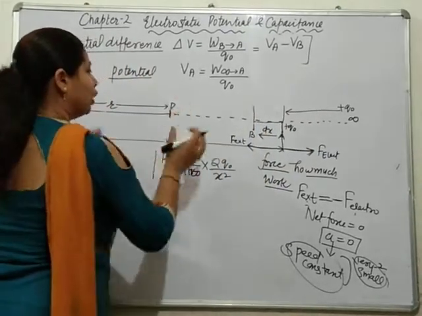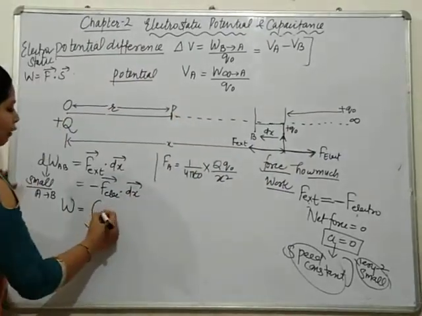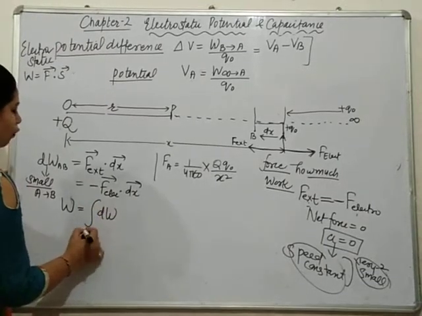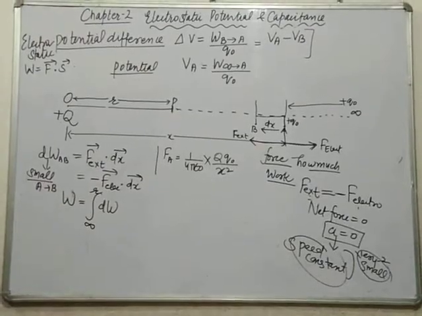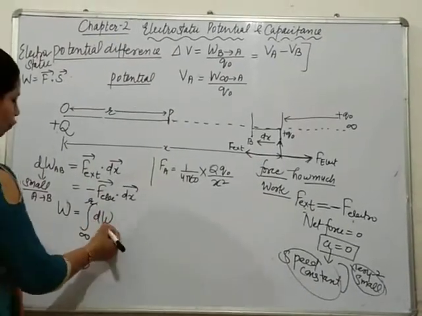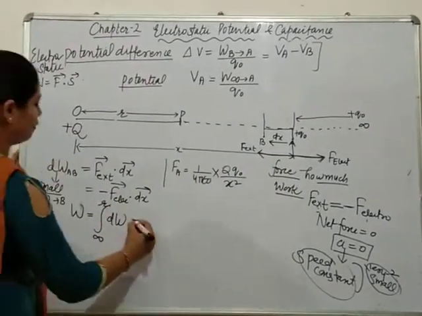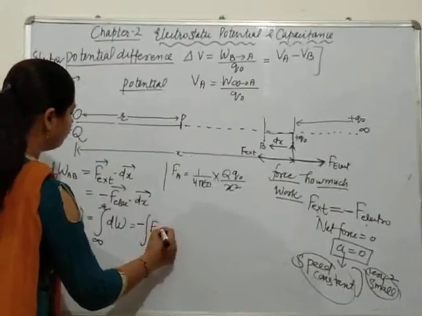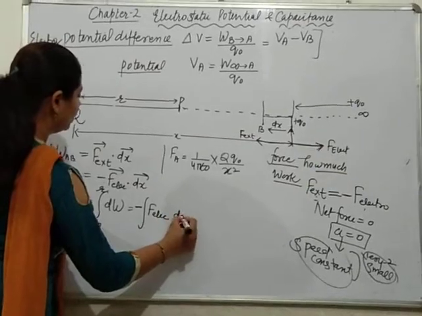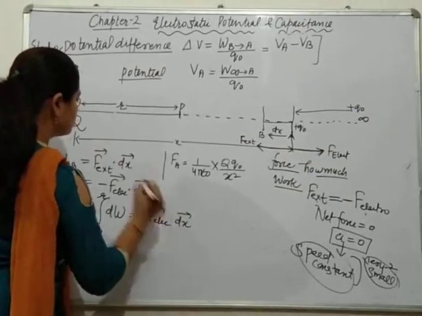So as to find out the total amount of work done, we have to do integration from infinity to r. Okay, so we have to do integration of what? dW, we have to find out, that is equal to minus F electrostatic dot dx.